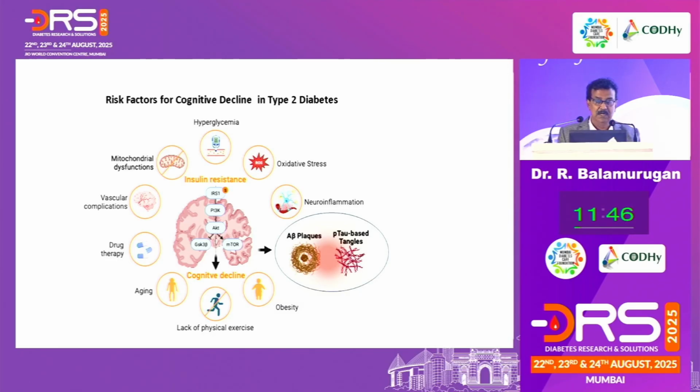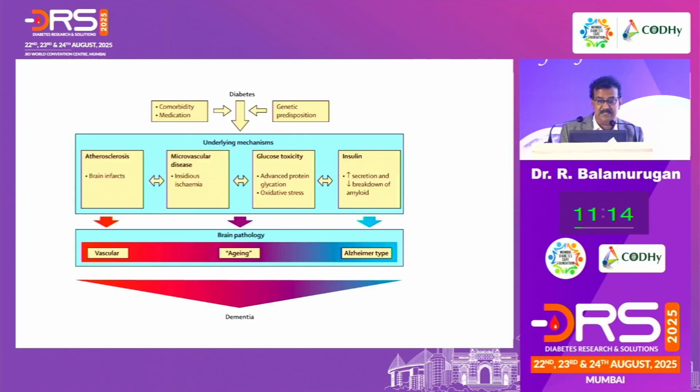What are the risk factors for cognitive decline? Again, talking about both hypo- and hyperglycemia, oxidative stress, vascular complications of diabetes, mitochondrial dysfunction, aging, drug therapy, obesity, lack of physical exercise, and neuroinflammation. Insulin resistance through IRS1, PI3K, and AKT can lead to cognitive decline, and you can look at the formation of amyloid beta plaques and the p-tau based tangles. They are among the pathological hallmarks of this disease.